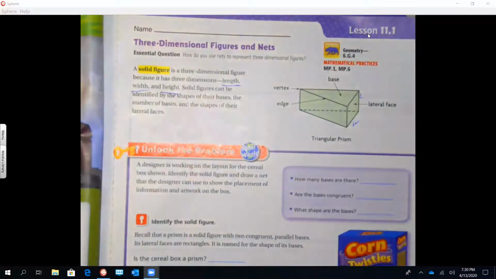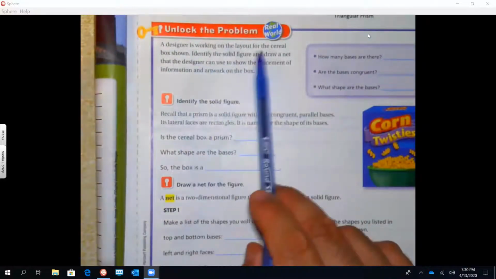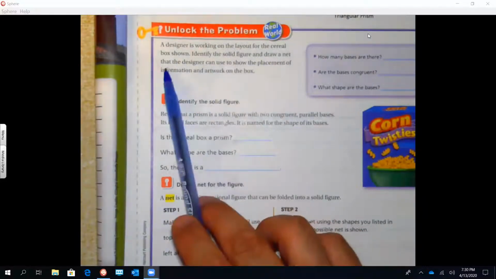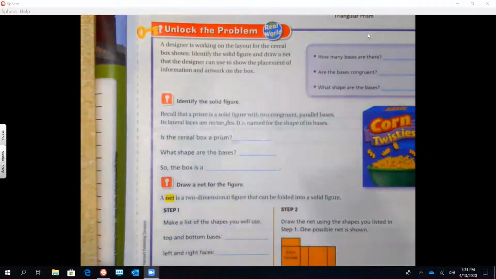All right, let's look at this together. A designer is working on a layout for the cereal box show. Identify the solid figure and draw a net that the designer can use to show the placement of information and artwork in the box. So looking at this box right here, how many bases does it have? 2. A base here and a base down below. Are the bases congruent? Remember, congruent means the same. And the answer is yes.